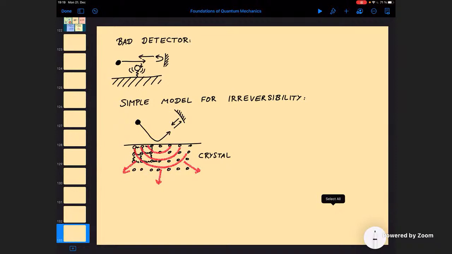But this is not enough, because typically the sound waves will have already propagated away. And if you just hit it at the same spot once more, guess what happens? You just launch new additional sound waves. You deposit even more energy into the crystal. That will not undo the measurement.